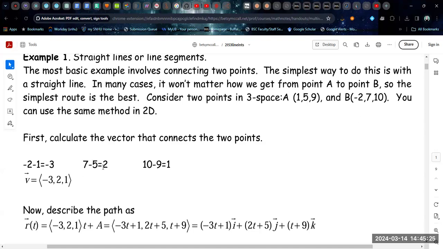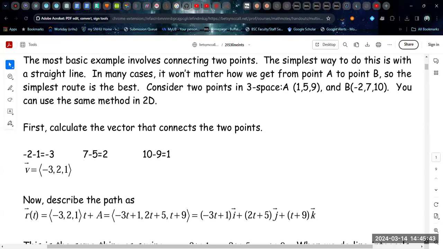7 minus 5 is a 2-unit positive increase in Y. And 10 minus 9 is 1. That is a 1-unit positive increase in Z. So our vector that defines the direction that line is pointing in is -3, 2, 1.